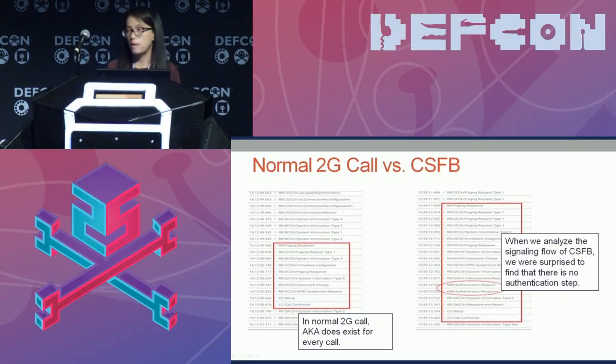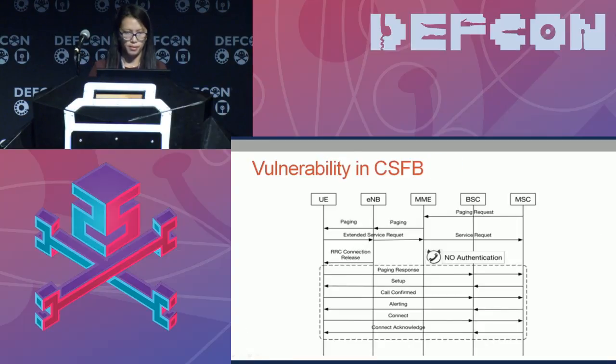We found this may be the root of this problem. It was introduced by the CS fallback procedure. This slide shows the signaling flow of the CS fallback mobile terminated call procedure. You can see some network elements here: MME for the 4G LTE network and MSC for the 2G and 3G network.